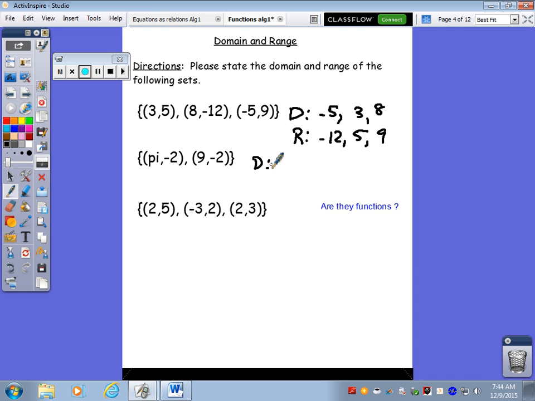Domain here is pi and 9. So this is a function because every x is different. This is a function because every x is different. Domain here is -2. Remember, in domain and range, ascending order, no repeats. Domain here is -3, 2. Range is 2, 3, 5. And this is not a function because the 2's repeat.